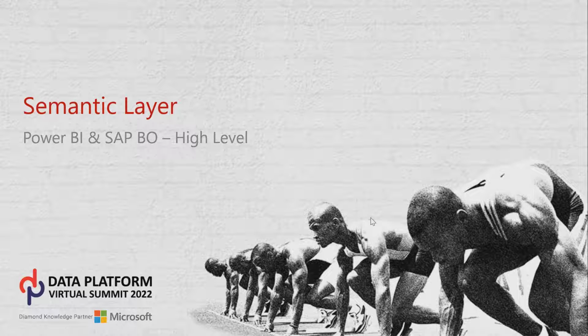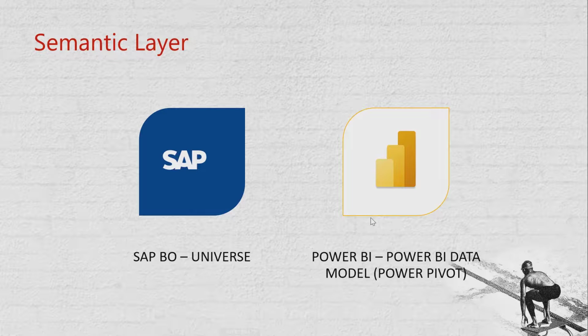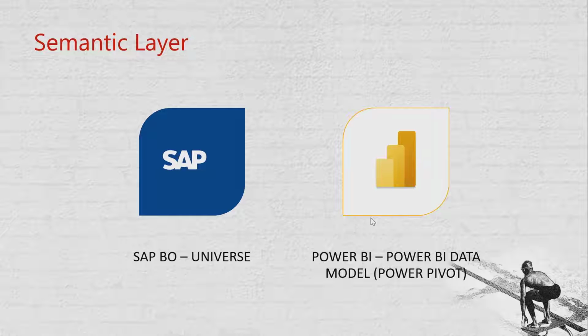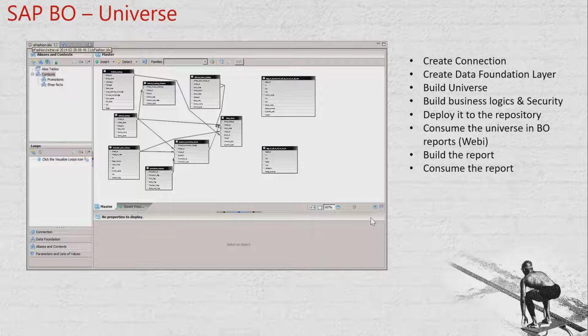Let's talk about the semantic layer in detail. The semantic layer in SAP Business Objects is called Universe. In Power BI, it is called Power BI Dataset. The previous terms were Power Pivot or Power BI Data Model. So this is a screenshot of the Information Design Tool that I covered in the previous architecture slide. With this tool, we can create the universe. There are different layers.